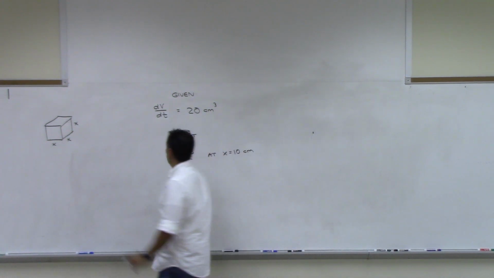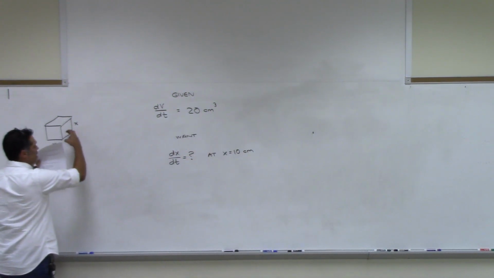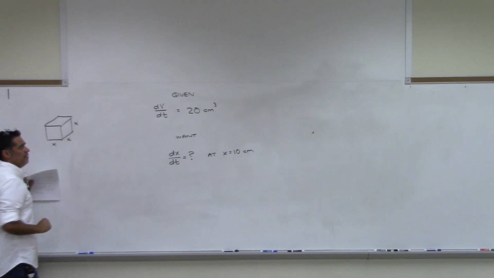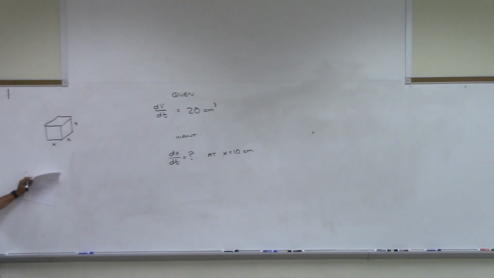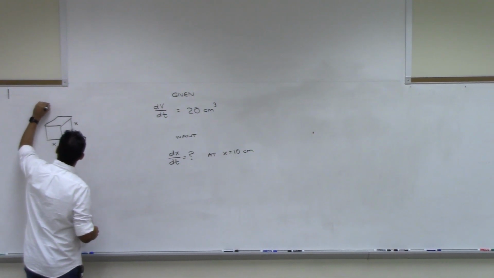Right? So this thing is growing. It's growing in a way that its volume is increasing at 20 cubic centimeters per second. Per second? Yeah. And I want to know how fast the edge of that cube is growing at exactly the moment that the edge is 10 centimeters. So I have what I'm given, what I want. I have a picture. This is the general picture, right?